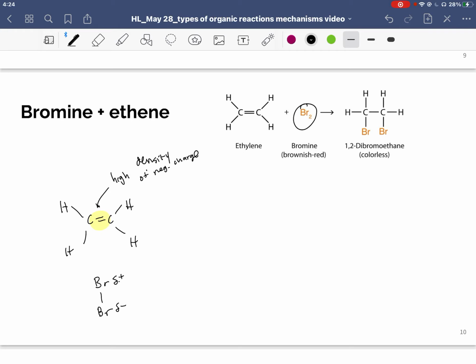My arrow, again, always starts from the lone pair, starts from the electron. So it's going to start from where I have lots of electrons in the double bond. Essentially, the double bond is going to attack the bromine, and then the other bromine can leave. I really do want this to be a curly arrow.